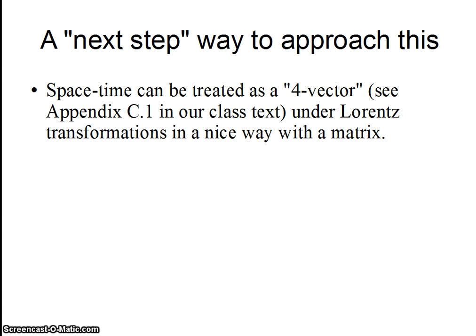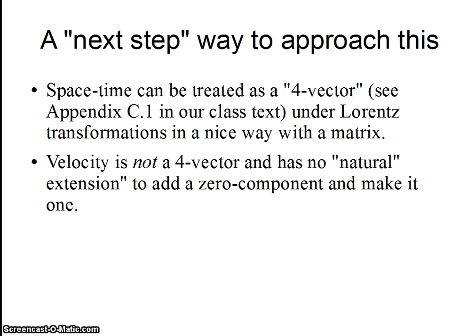Instead of writing the Lorentz transformations separately, you can write it as a big matrix. You don't get the velocity from that because velocity is not a 4-dimensional vector, and there's no natural extension to make it a 4-dimensional vector. With space-time, the 3 components of space correspond to the 1 component of time, and you can put them together into one thing, a 4-vector. With velocity, there's nothing you can naturally do that with.